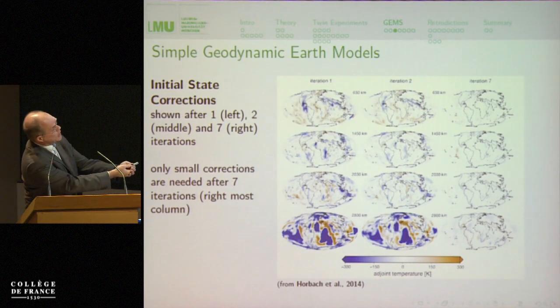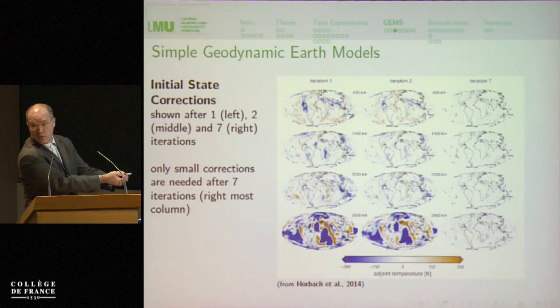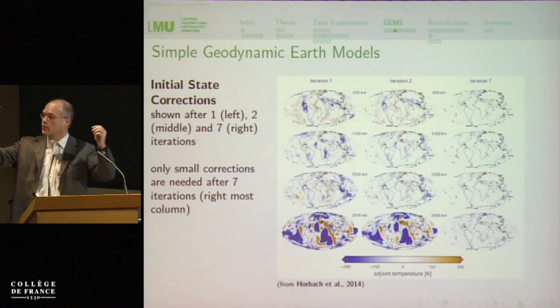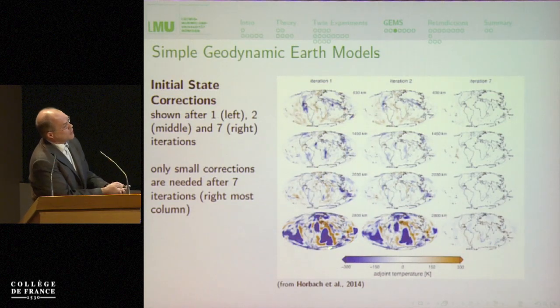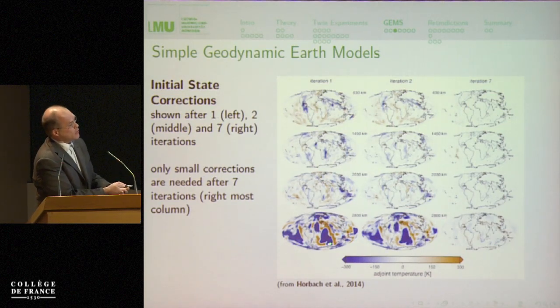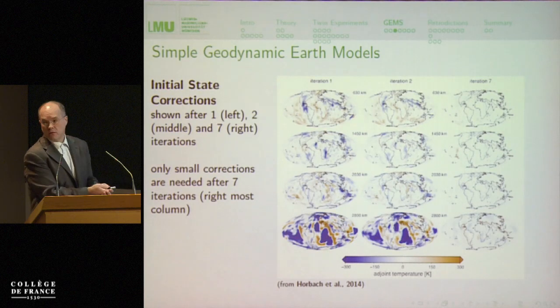For example, in the case of the African plume, this comes out very nicely. Temperatures are reduced in this region, but they're increased in this region. So you can really see what the adjoints are iteratively doing. Another thing you see is that the adjoints are generating, in particular, corrections in the thermal boundary layers.